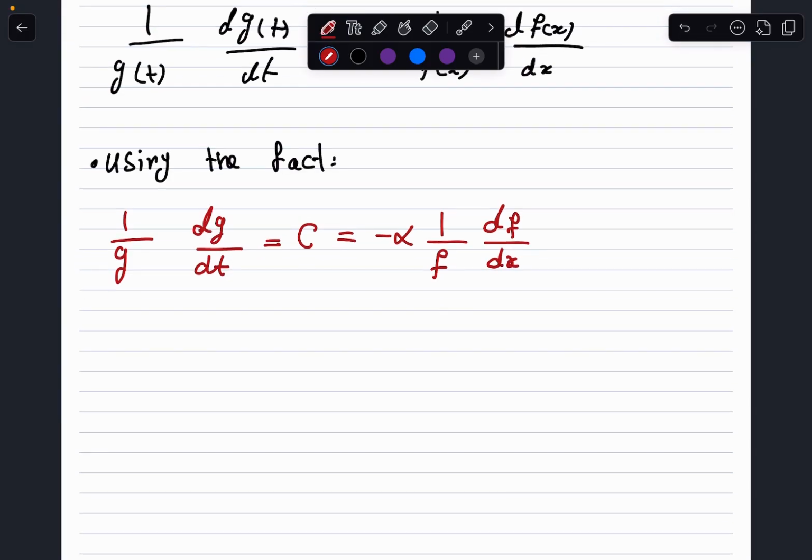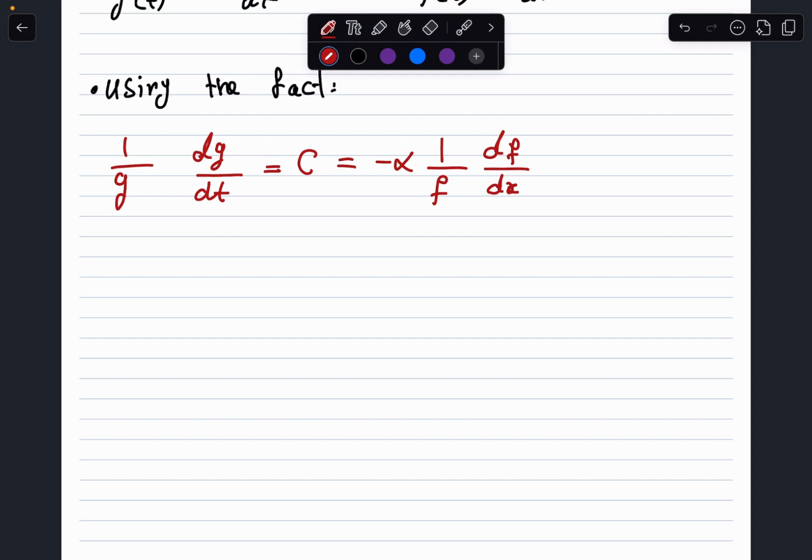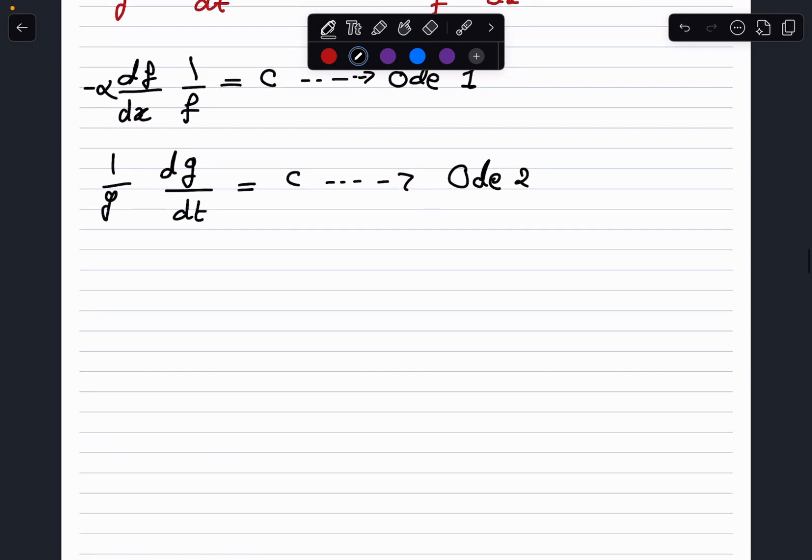As we can see, we have here two independent ordinary differential equations. The first one is df over dx, 1 over f times minus alpha, equal to c. So this is the first ODE. Let me call it ODE 1. And the second, which is 1 over g dg over dt, is equal to c. So this is ODE number 2. Now we can solve them easily.